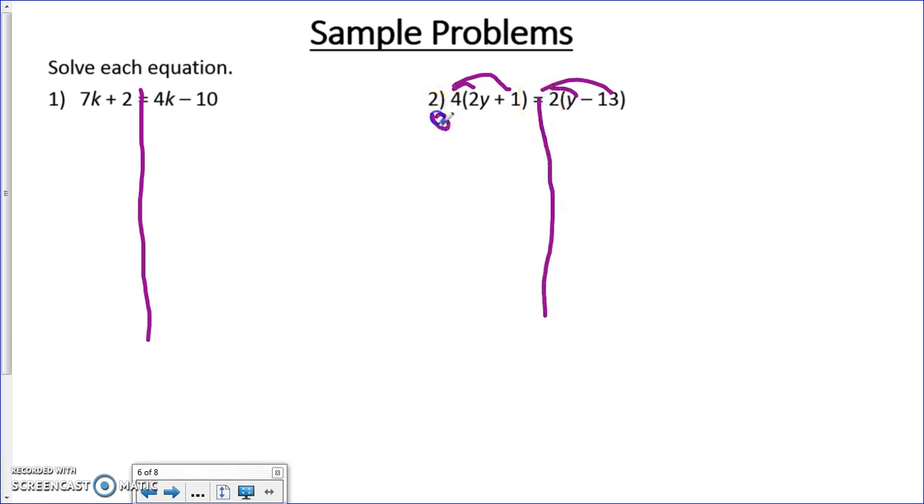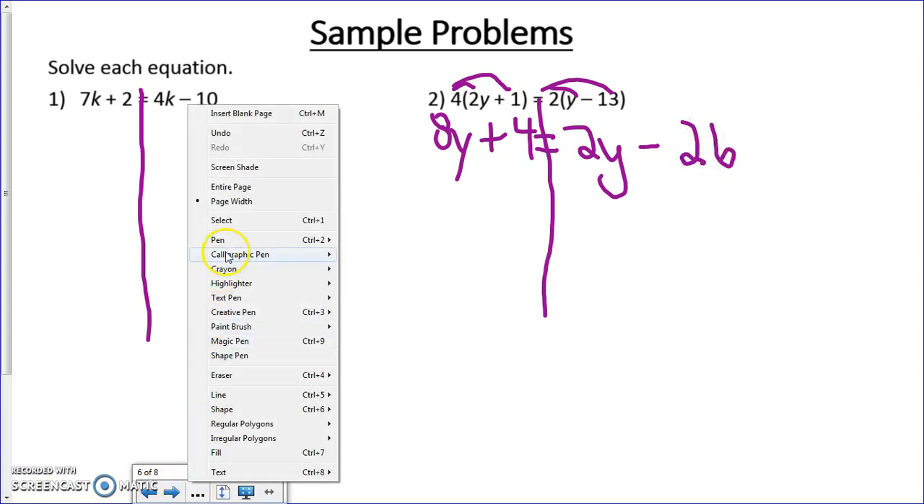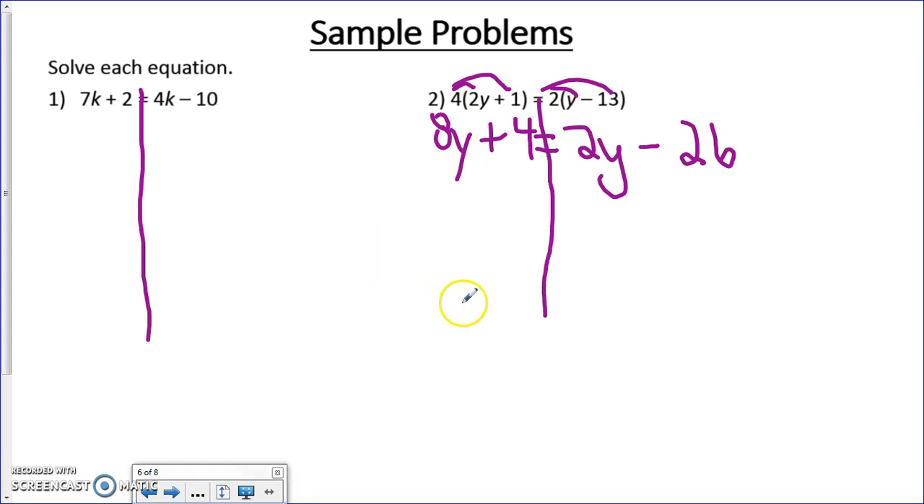So we have 8y plus 4 equals 2y minus 26. Now, like I just said, you want to do one thing at a time. Don't try to move everything all at once. Take your time. So first thing we're going to do, this is a positive 2y. We're going to subtract, and the like term on the left-hand side is this 8y, so I'm going to write it directly underneath.